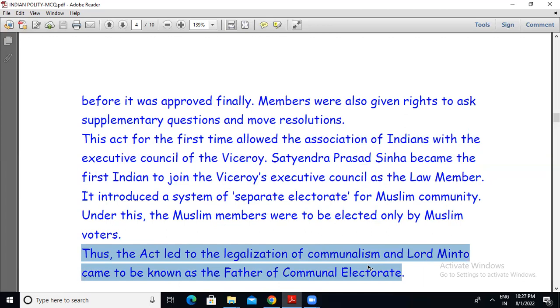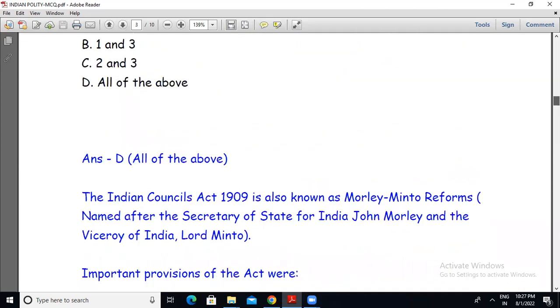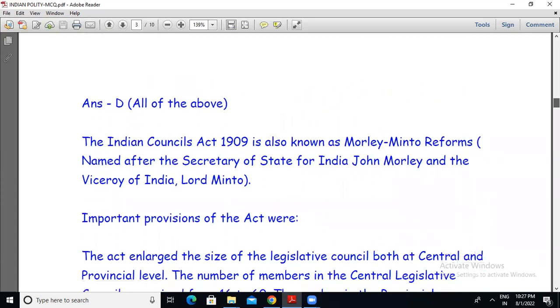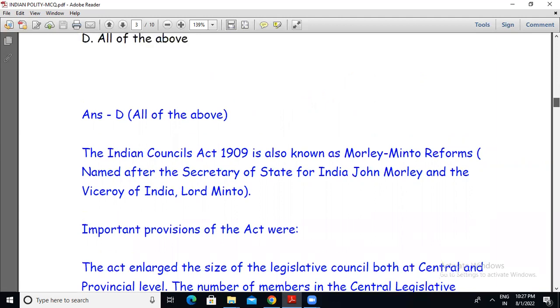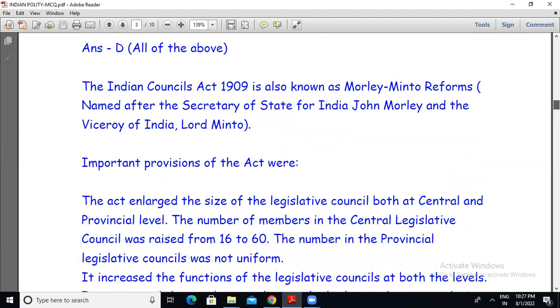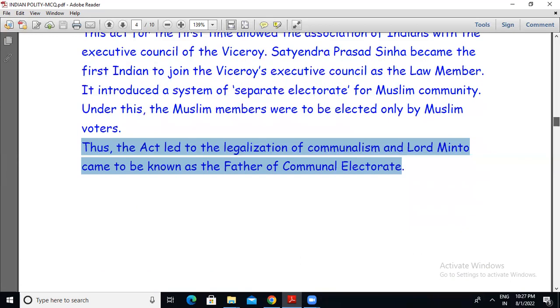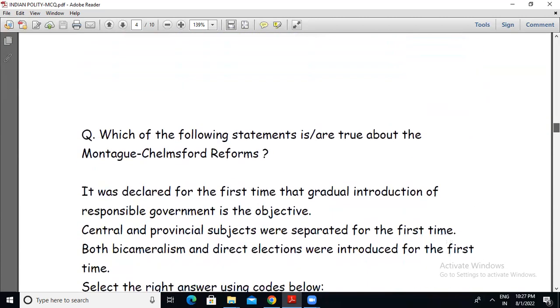The act led to the legitimisation of communalism, and Lord Minto came to be known as the father of communal electorate. The reason is that we have seen that in this act, Morley was the Secretary and Minto was the Viceroy. Because of this act, Muslims were given a separate electorate, so communalism was included. That's why the Indian Councils Act 1909 became the first act to include separate electorates, and Lord Minto was known as the father of communal electorate. I'm repeating again, Lord Minto came to be known as the father of communal electorate.